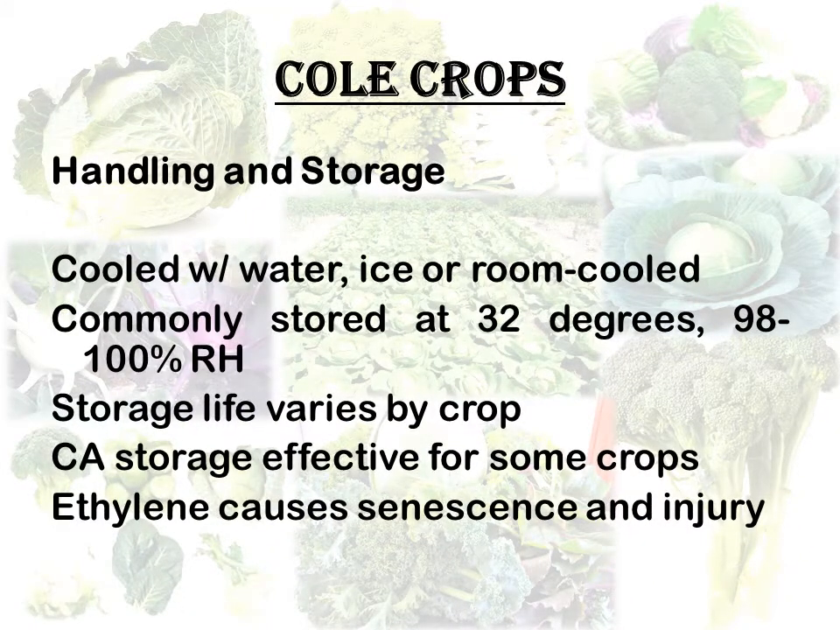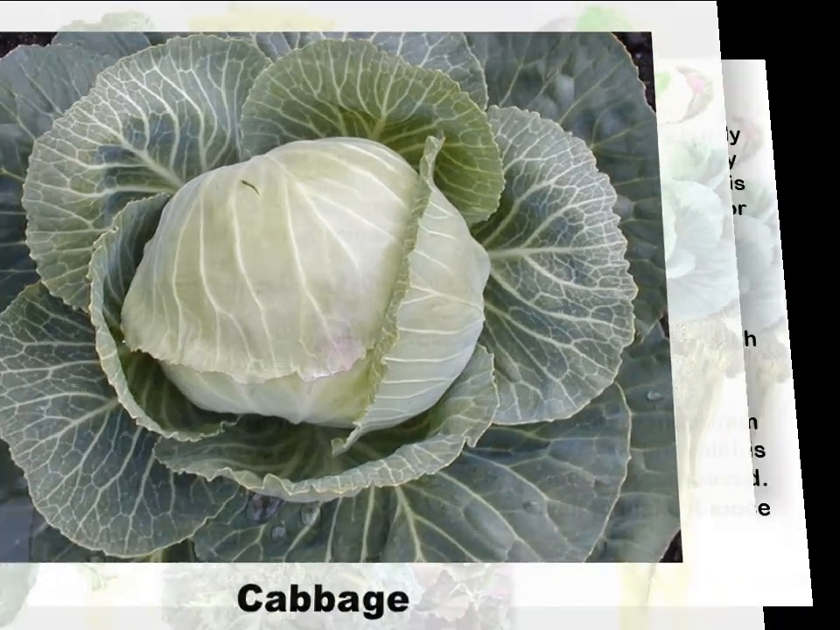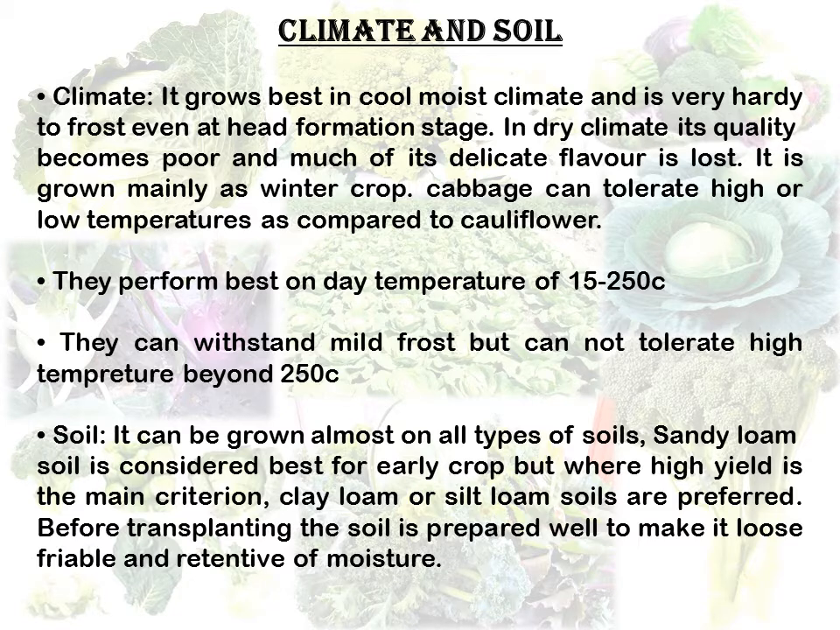So again, handling and storage. For handling, you have to store in cool conditions. Storage is important because ethylene causes senescence and injury. You can store at 0 degrees centigrade and 98 to 100% relative humidity. So this is the cabbage. That's why low moisture content is there.